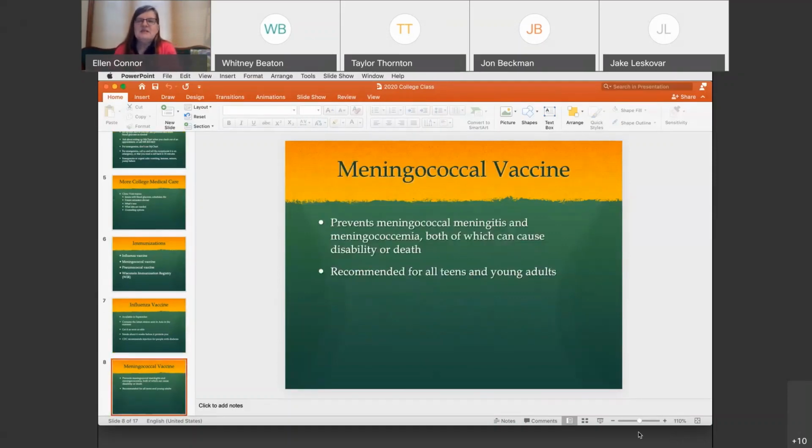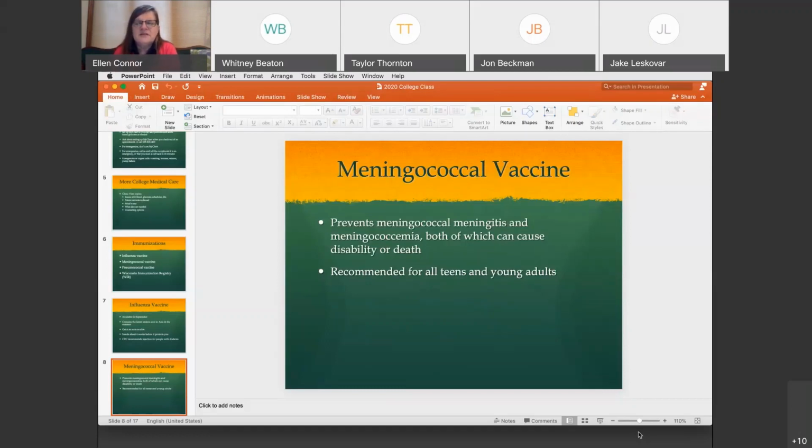Another vaccine that's recommended for anybody who's going off to college, and now recommended for all teens usually by the time they start high school, is the meningococcal vaccine. That protects against one type of meningitis that's called meningococcal meningitis. And it also protects against an overwhelming bacterial infection that's called meningococcemia. Both of those are really severe. They have been seen more in large groups of people, so tended to be when someone was living in a dormitory or at a military base or things like that.